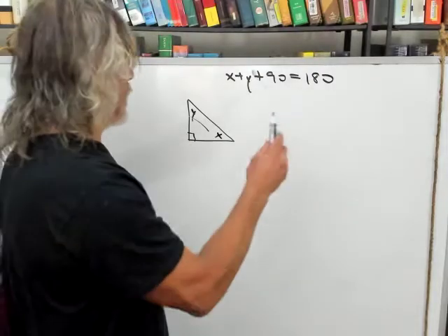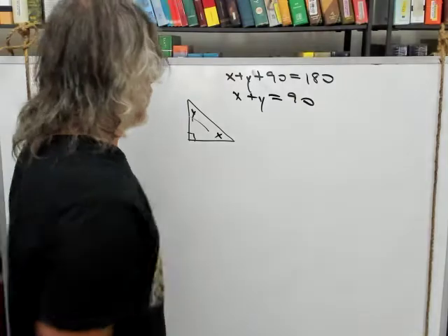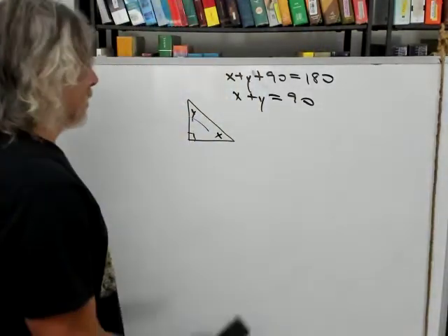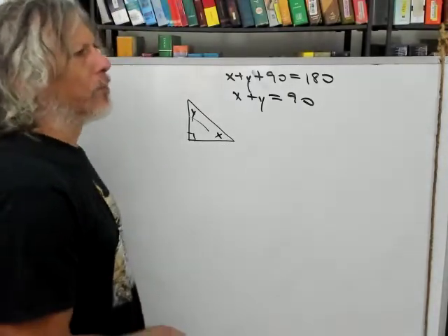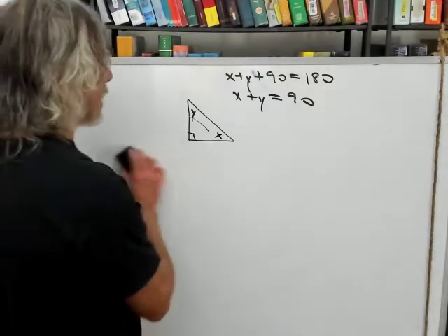But then take away 90. These two have to be 90. Okay. So that's another thing. Angles of a triangle add to 180. Around a point on one side of a line, it's 180. Number three.